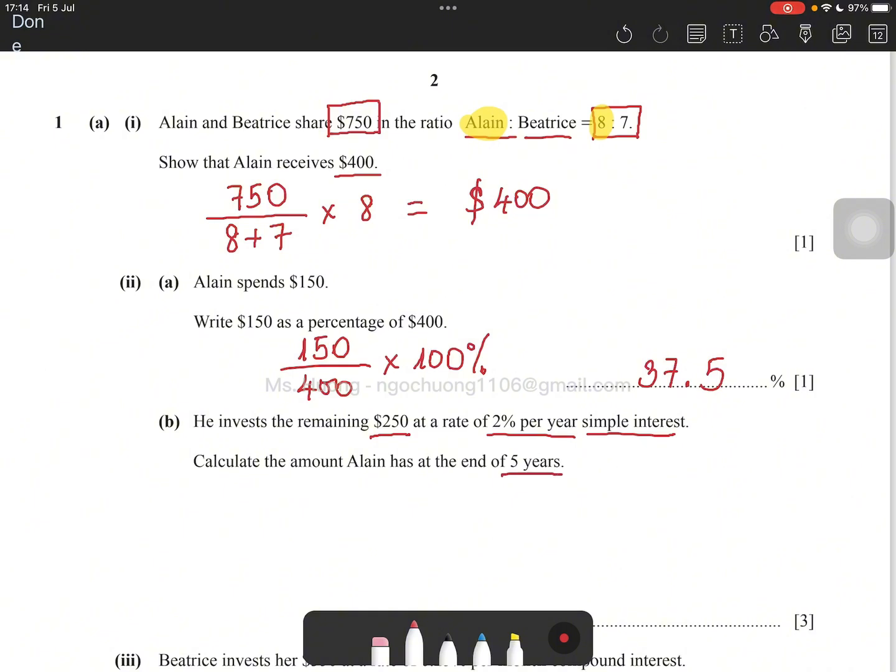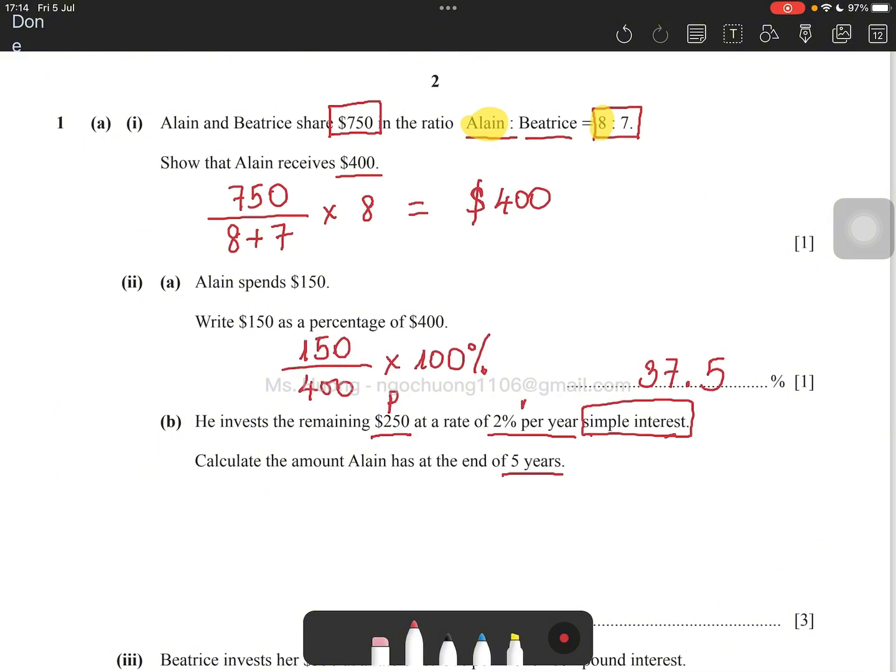So when we see that this is a simple interest, $250 is P, the amount that he invests, and 2% per year, this is the interest rate. And then 5 years is the time T. In simple interest, we have a formula that is interest equals PRT. P is $250, R is 2%, and T is 5 years. So the amount of interest is $25.